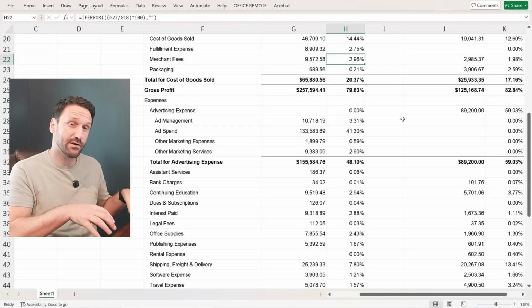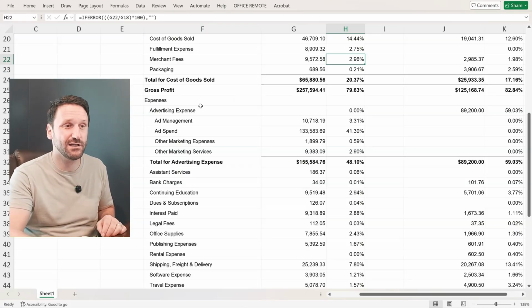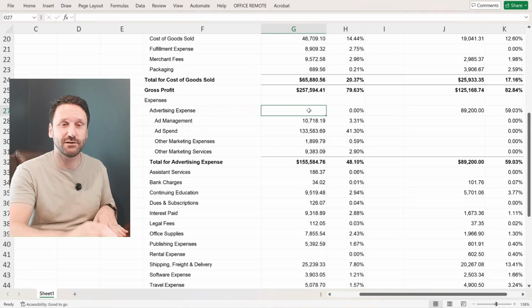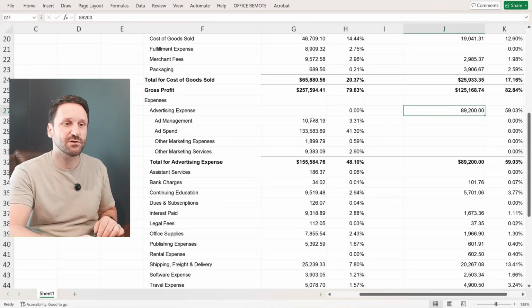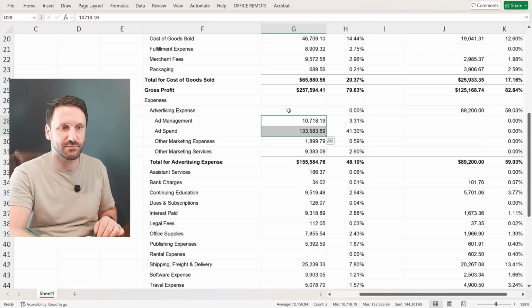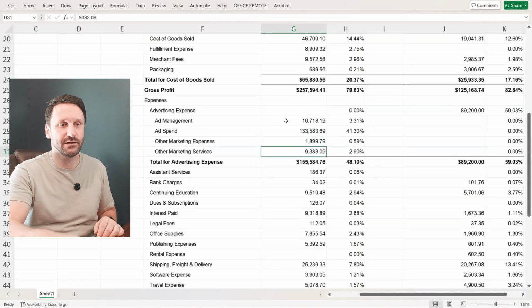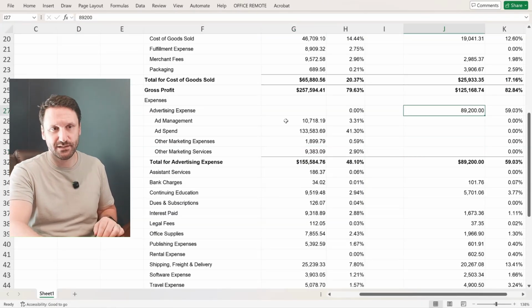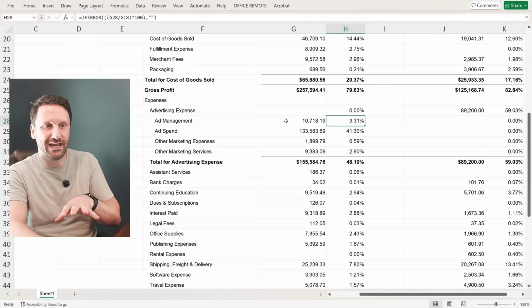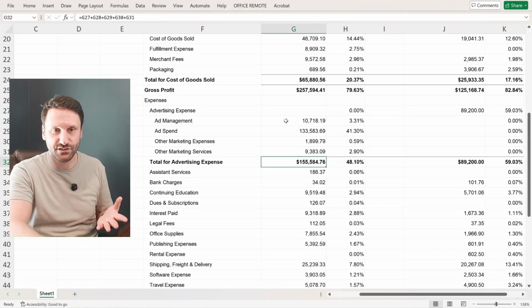This is something good to point out here. Whenever you're comparing your profit and loss from one period to the next, it's helpful if you have comparable data. So if I look at this and I just say advertising expense, I see that it's 0 here for 2025, but it's $89,000 for 2024. That's because in 2025, we started breaking out the different types of advertising expense. We have the actual ad management, the ad spend itself, other marketing expenses, and other marketing services. Whereas in 2024, we just lumped everything into advertising expense. So you can't tell how much was ad management compared to the previous year, but we can look in total and see how much things changed.